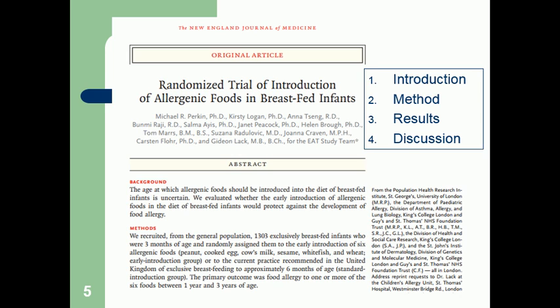So this right here shows us that they had over 1,000 infants. They were all the same age. They were randomly assigned, we'll get to that later in the lecture, to either be introduced to peanuts or not. And then they followed them up at a year and 3 years later to see if they had developed a peanut allergy. So this is a good example of research methods in action.